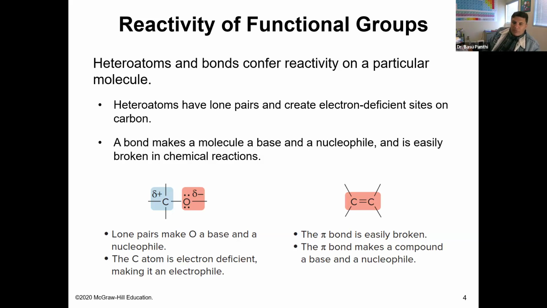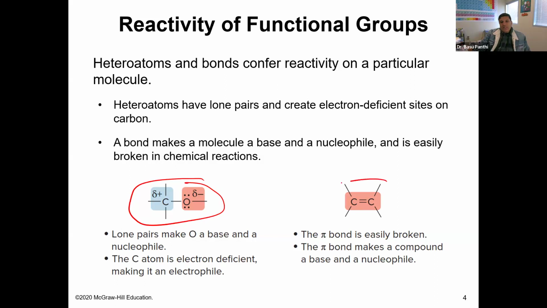Heteroatoms have lone pairs of electrons, or they have electron deficient sites, or many things. A bond that makes a molecule a base and a nucleophile is easily broken in chemical reactions. So what does this mean here? If you have carbon and a heteroatom, there should be some sort of charge separation, plus minus. That creates the reactive sites.